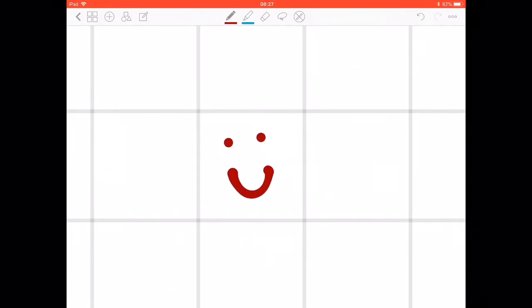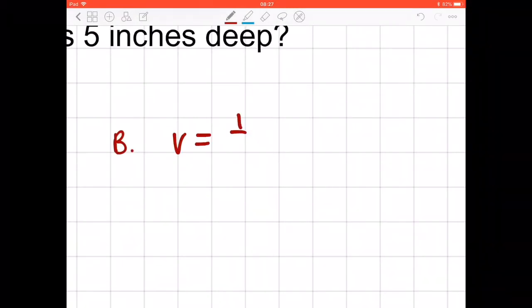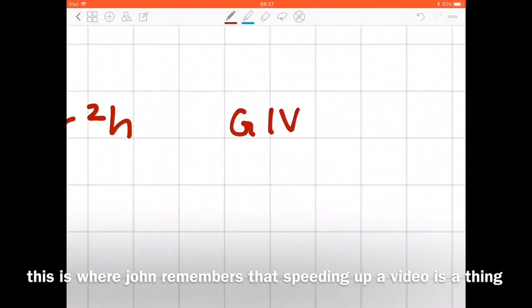Now, moving on to part B. Or, not. Now we're going to do part B. This part is a little more complicated because we have two unknowns. So the volume equation is V equals 1/3 pi r squared h.